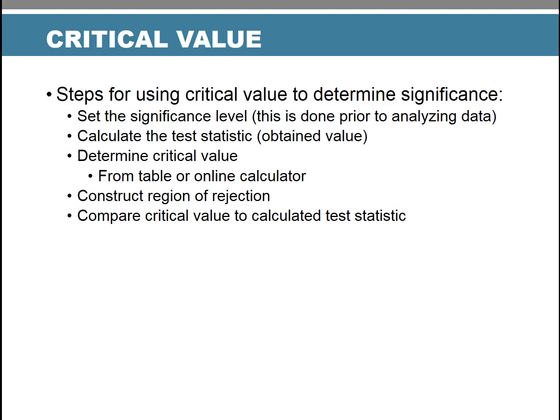Then we're going to determine our critical value. We can look that up in a table, or we can use an online calculator to give us our critical value. Once we've determined our critical value, we're going to construct our region of rejection. Finally, we're going to compare the critical value to our calculated test statistic, and that will enable us to make our statistical conclusion. We're going to talk about each of these steps a little more in depth now.